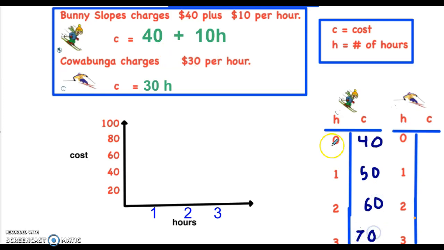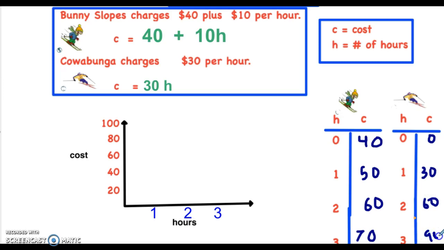If you look at Cowabunga, they charge $30 per hour, so there's no charge if there's no hours. If we ski for 1 hour, 30 times 1 is 30. 2 hours would be 30 times 2, which is 60, and 30 times 3, which is 90.